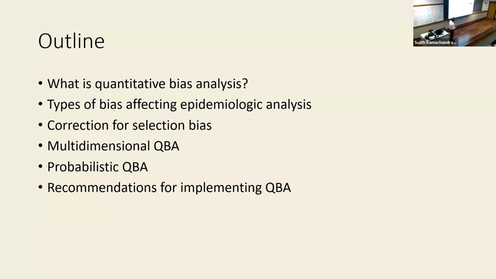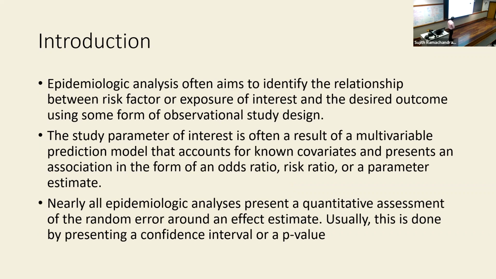So the outline will be, we'll do an introduction. I'll talk specifically about the types of bias affecting epidemiologic analyses. We will talk about QBA, quantitative bias analysis, only for selection bias today because we are not going to have time for everything else. And then we'll talk about multidimensional QBA, probabilistic QBA, and then some recommendations for implementing it. I am aware that we've got students in the room at all stages of the graduate program, which is more than welcome, but I'm going to start with the introduction so that our first year students and second year students that may not have been introduced to epidemiologic association studies can also understand where we are.